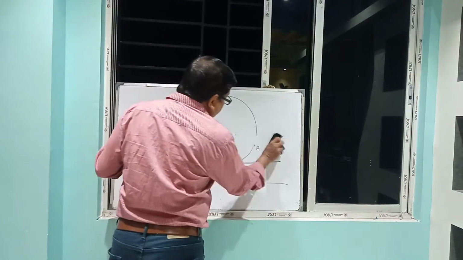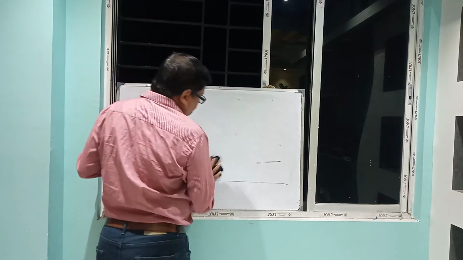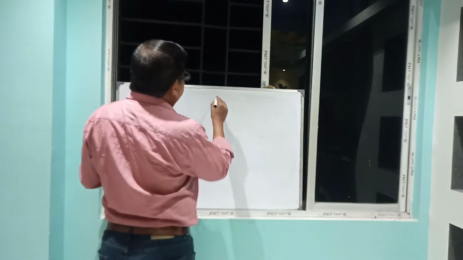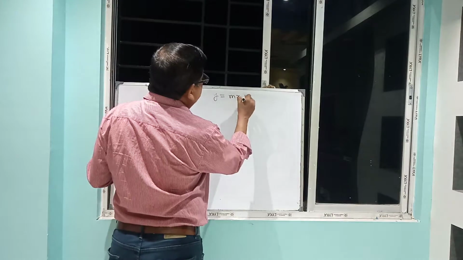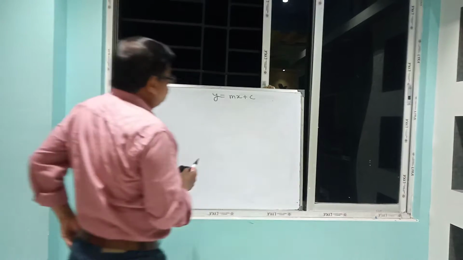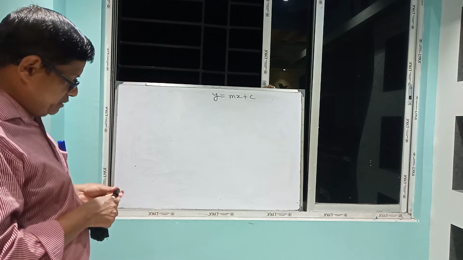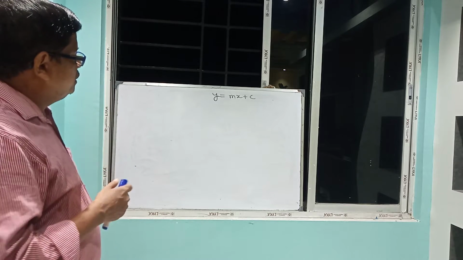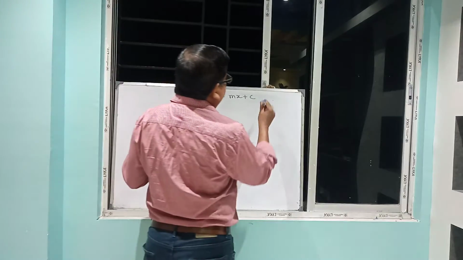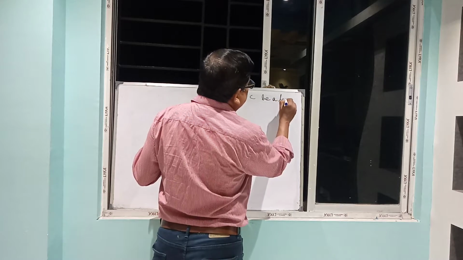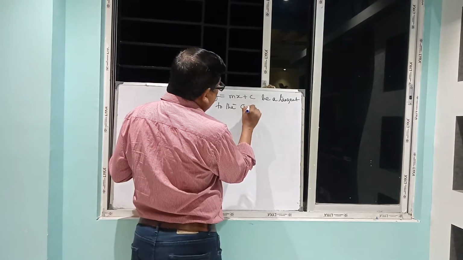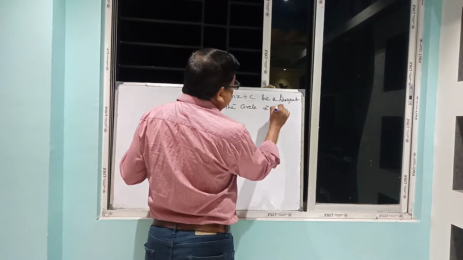See, suppose one straight line is given, y equal to mx plus c. Y equal to mx plus c will be a tangent to the circle x square plus y square equal to a square.